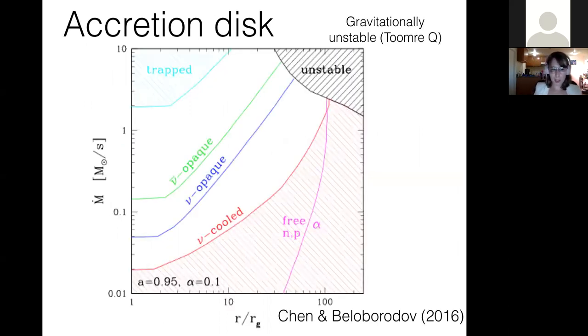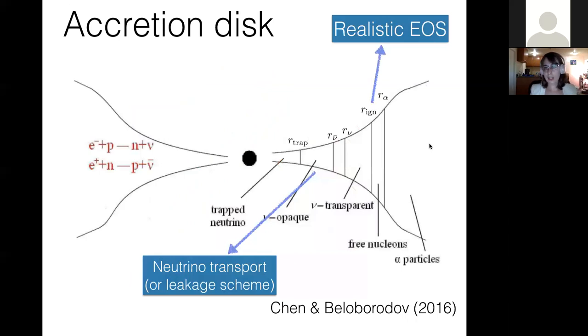Now here I'm just showing a plot of the mass accretion rate of the accretion disk as a function of radius and what happens at certain radius. As you saw from before, in the outer regions, we're going to have lots of alpha particles. The photons are going to be trapped. And then at some point, we're going to have free nucleons. And then the neutrinos are going to start to be created, and we're going to be cooled by neutrinos, making the disk very thin. And at some point, we're going to become opaque to neutrinos and antineutrinos. If the mass accretion rate is high enough, we're going to be trapped, but we're not going to consider those cases.